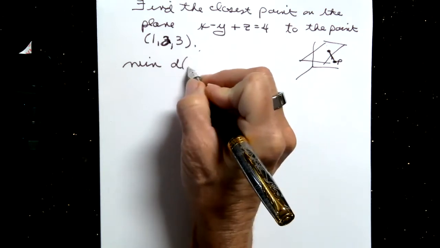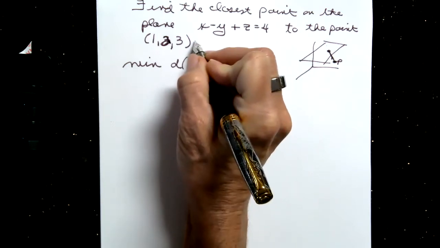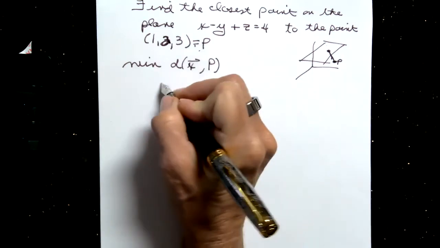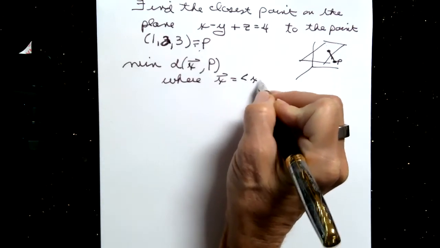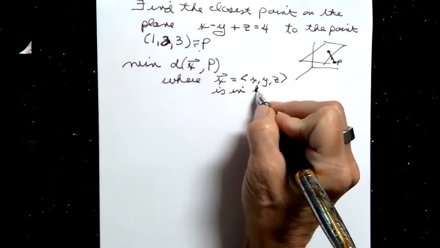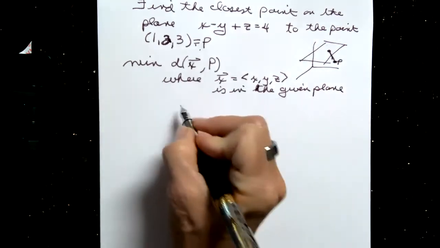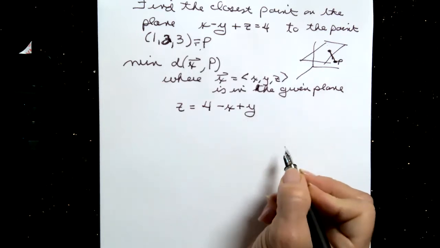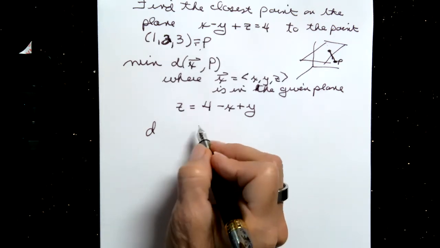So you want to find the minimum of the distance from vector x to the point P, where vector x equals xyz is in the plane. Okay, so we can rewrite our equation for the plane as z equals 4 minus x plus y. Okay, and what's the distance formula for a point to a plane?